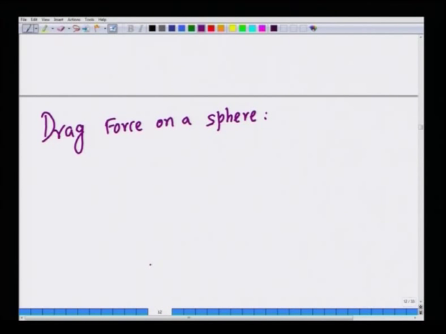First we want to ask what are the variables of which the drag force will be a function. Let us denote the drag force by the symbol F. If F is the drag force, what is it a function of? We may imagine that it is a function of the radius r, or let us say the diameter d. D is the diameter of the sphere.